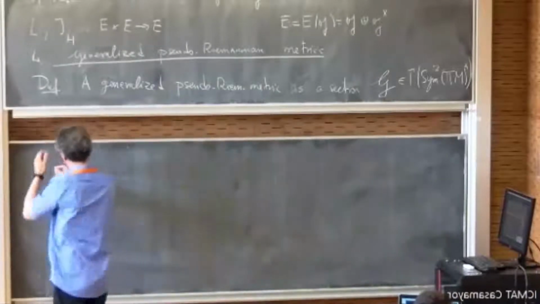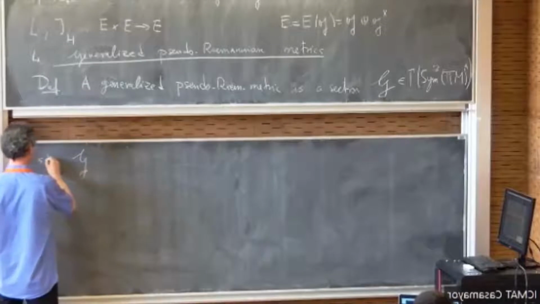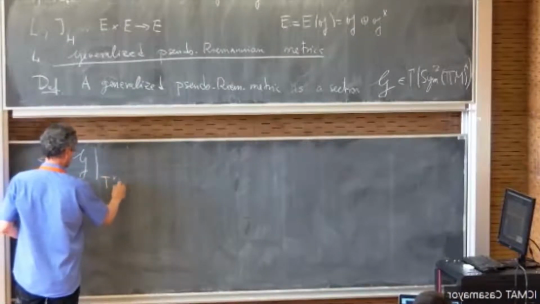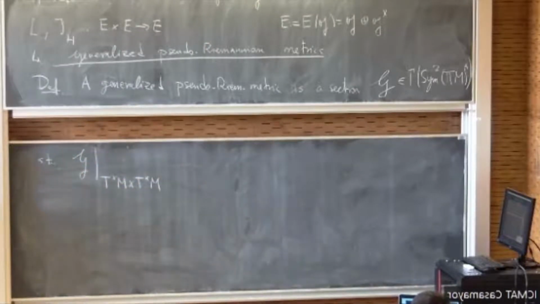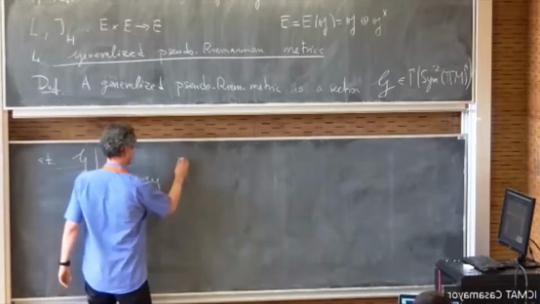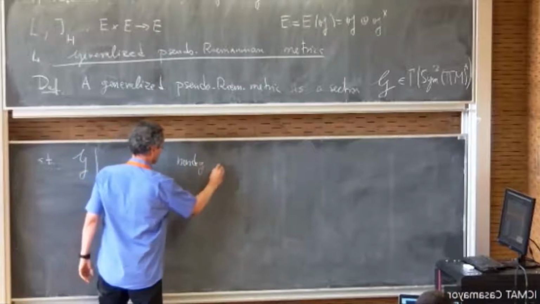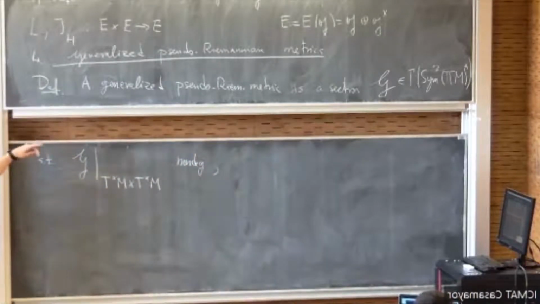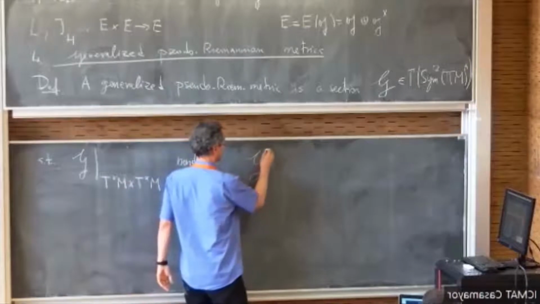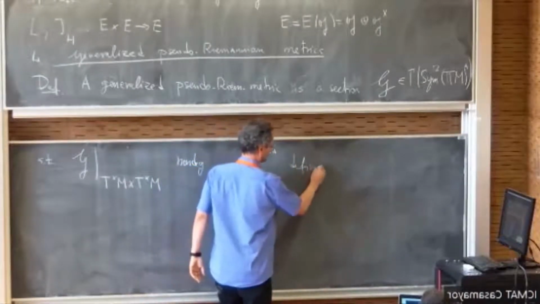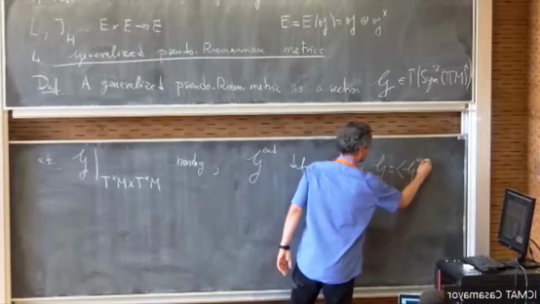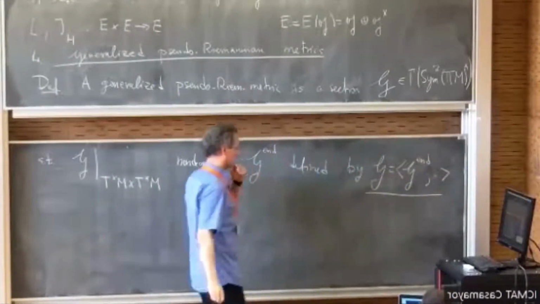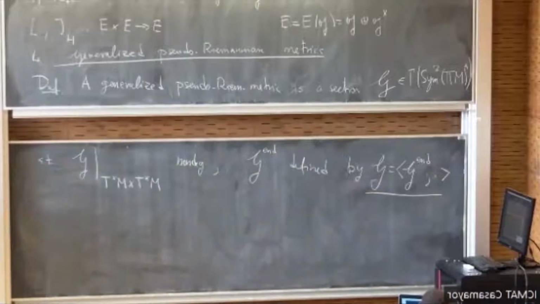Yeah, in fact, we want the restriction of this G to the cotangent bundle, the ordinary cotangent bundle, to be non-degenerate. This is an extra assumption, which is automatic if it is positive definite. Second, we consider the endomorphism defined by this section together with the scalar product. We call this G end, defined by G equals scalar product G end dot dot. So it's, if you like, the quotient of the scalar product and the metric G.